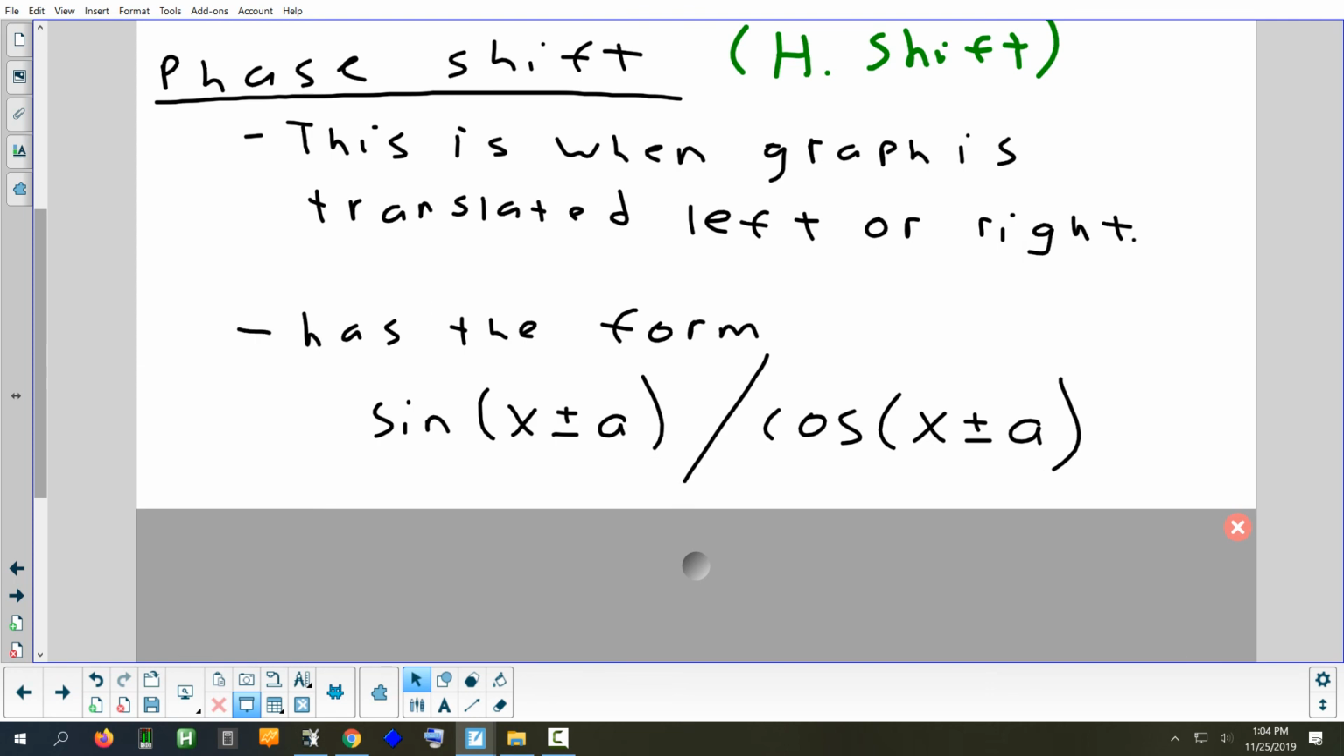So it has the form of addition or subtraction, and the key is it is inside the function. Remember, when you do something inside the function, it's horizontal. Outside the function, vertical. Also, just like we've always done, horizontal stuff is backwards. So positive is left, negative is right. A big number, when we put that in for a stretch, actually compresses the graph. Horizontal is always backwards.